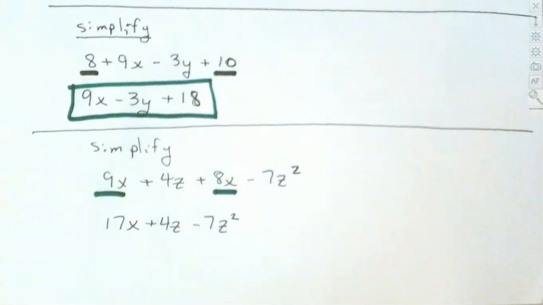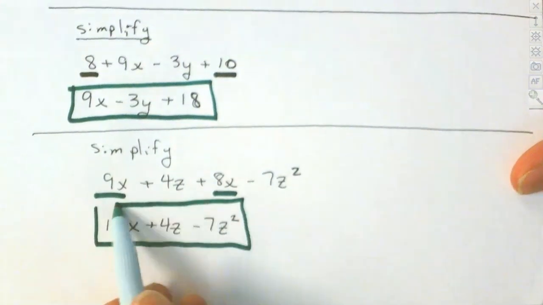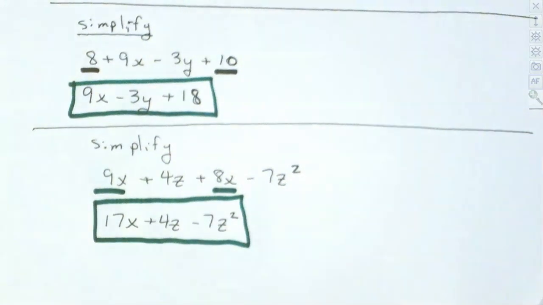You can write them in a different order. It doesn't matter. Order does not matter because the commutative property says that we can rewrite these in a different order.